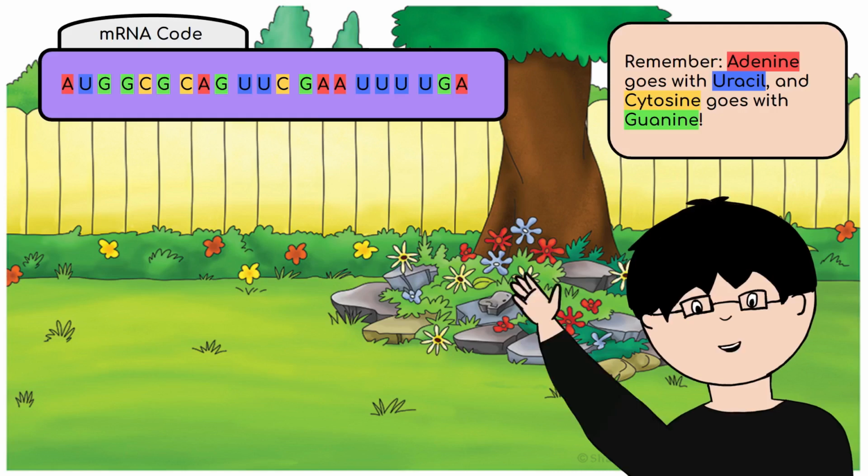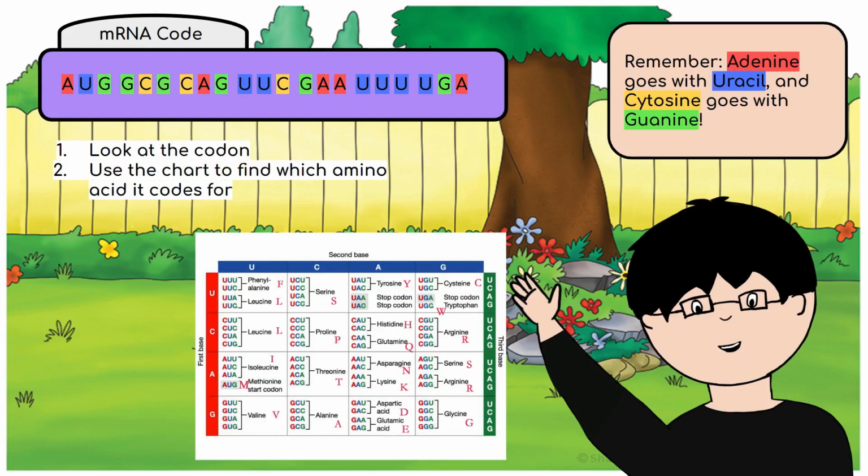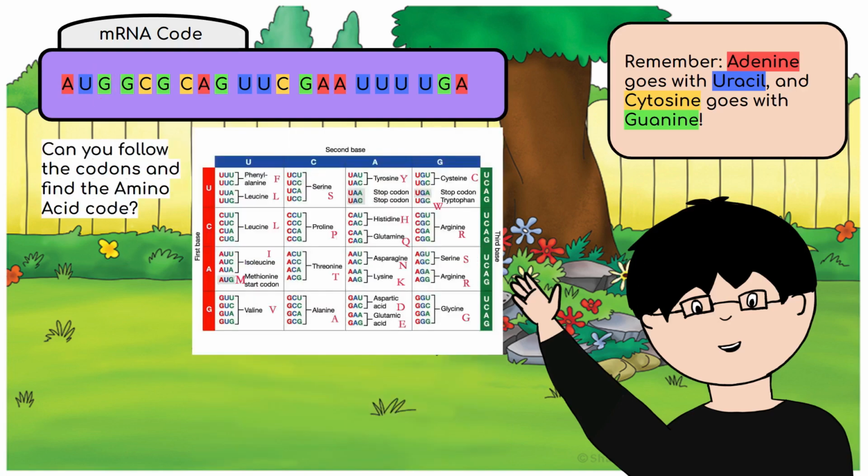Let's work to solve this code. First, look at the codon. Second, use the chart to find which amino acid fits with it. Let's do the first one together. The first codon is AUG. So we look at the codon chart, we follow the path. First letter is A, second letter is U, and the third letter is G. Third, the amino acid is methionine. Can you follow the steps for the remaining codons?